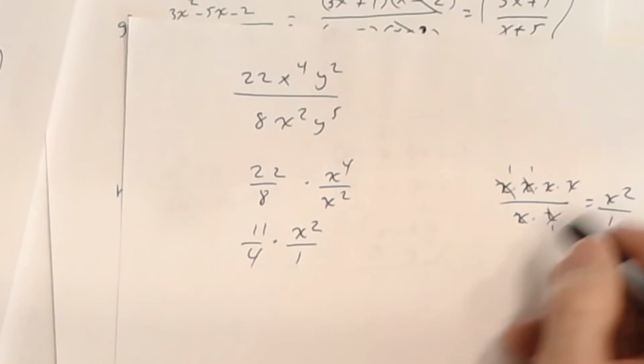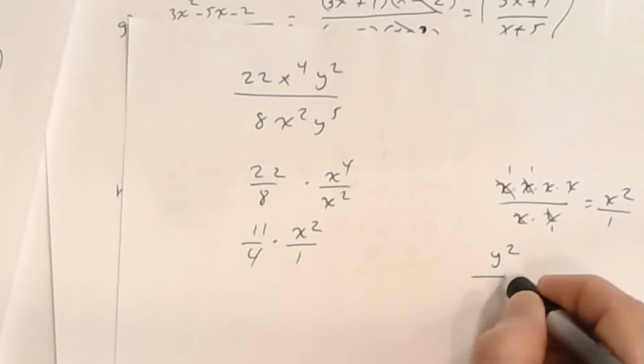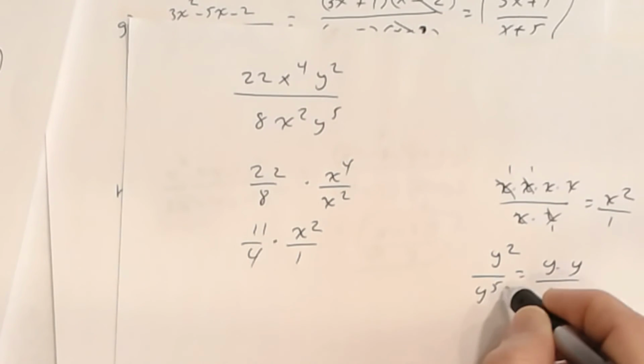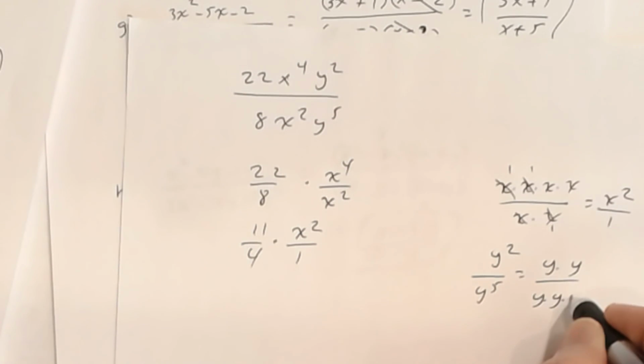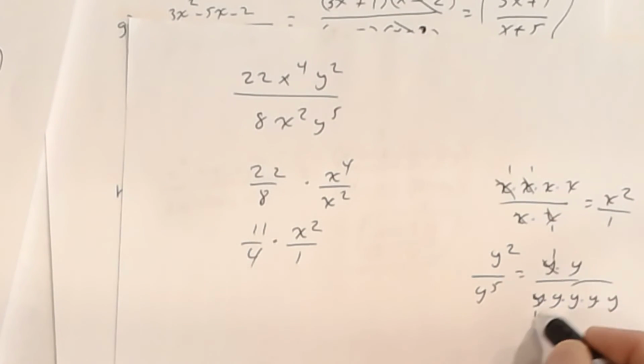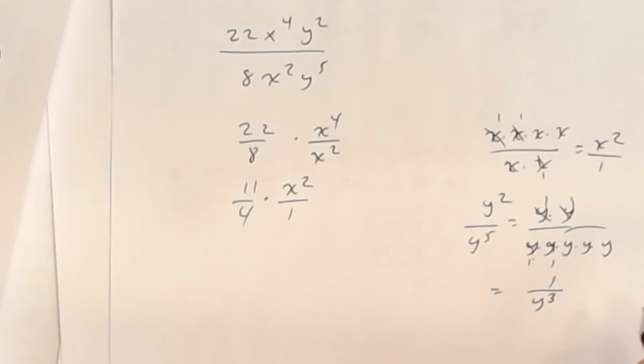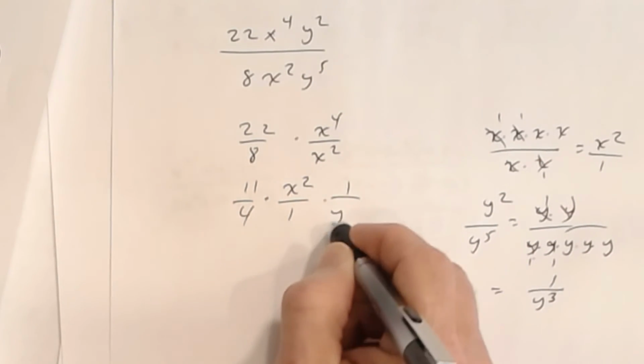And then over here, where you had y squared divided by y to the 5th, remember y squared means y times y. Y to the 5th means y times y 5 times, right? And then you reduce. The y's divide out, these y's divide out. Now be careful. 1 times 1 is 1, so 1's in the numerator. And in the denominator, 1 times y times y times y times y is y cubed. So it becomes 1 divided by y cubed.